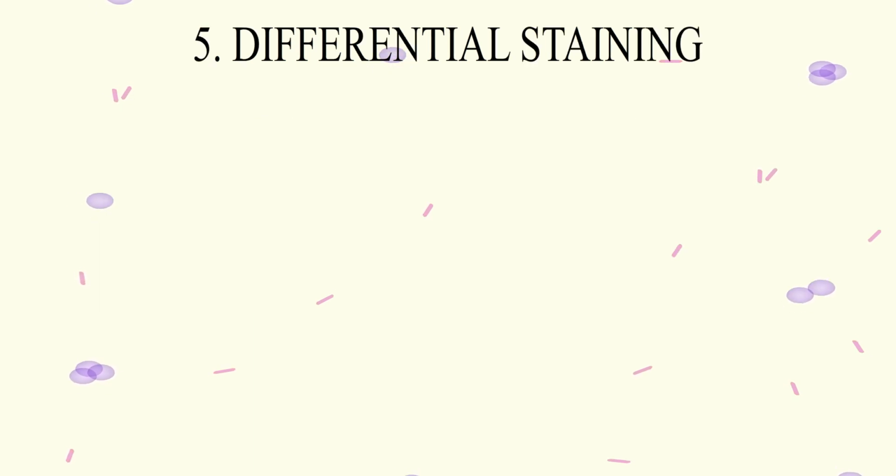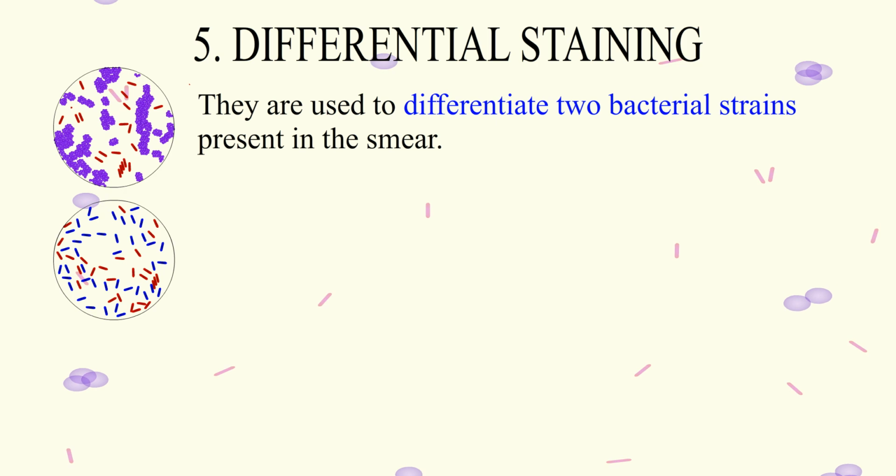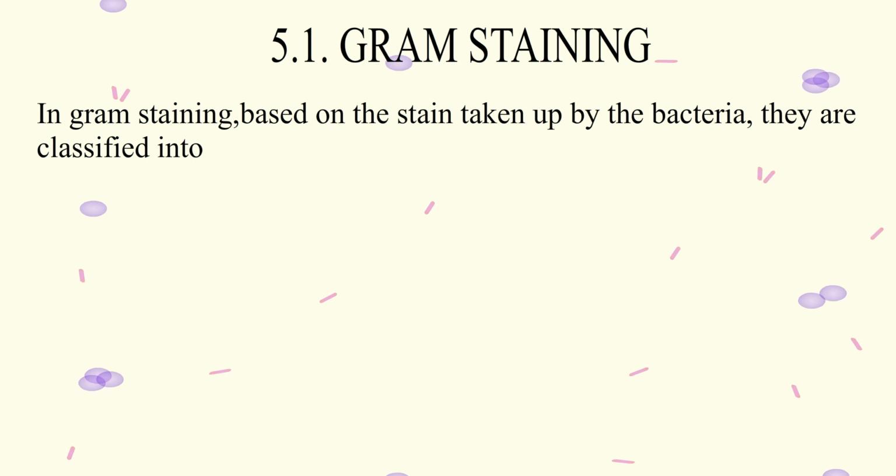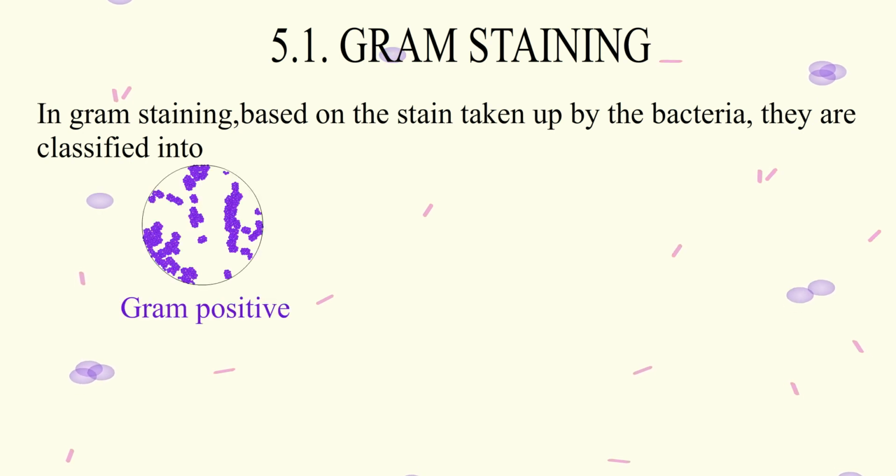5. Differential staining. They are used to differentiate two bacterial strains present in the smear. Usually, two types of stains are used for this purpose. The commonly used differential staining techniques are 1. Gram staining. Based on the stain taken up by the bacteria, they are classified into gram-positive and negative.